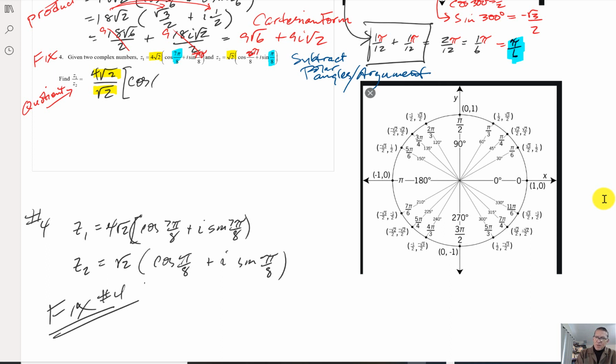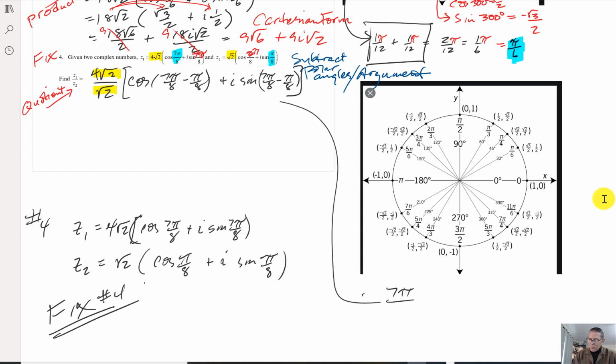All right, here we go, let's do it. We get 7 pi over 8 minus pi over 8, plus i times the sine of the same thing, 7 pi over 8 minus pi over 8. So what is that? Pi over 8 is 1/8 pi, and as you know in fractions, 7/8 minus 1/8 is 6/8. You just subtract, 7 minus 1 is 6, so you get 6 pi over 8. That can be reduced to 3/4, so this is 3/4 of a pi, or 3 pi over 4.